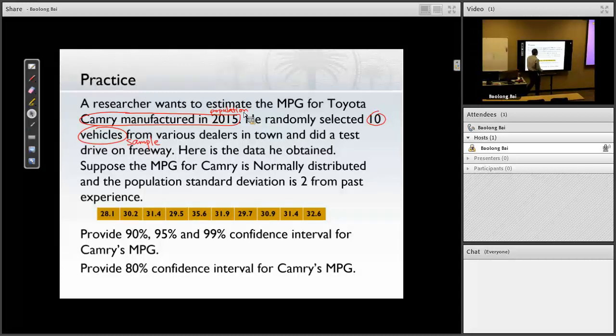Then we're given a number 2. This is the population standard deviation. Basically, the standard deviation of all Camry manufactured in 2015 equals 2. So that's our sigma, right? When you read through the problem, we're given sigma and we're trying to do a confidence interval, so we need to do a Z confidence interval. Okay, so then we can work this out.